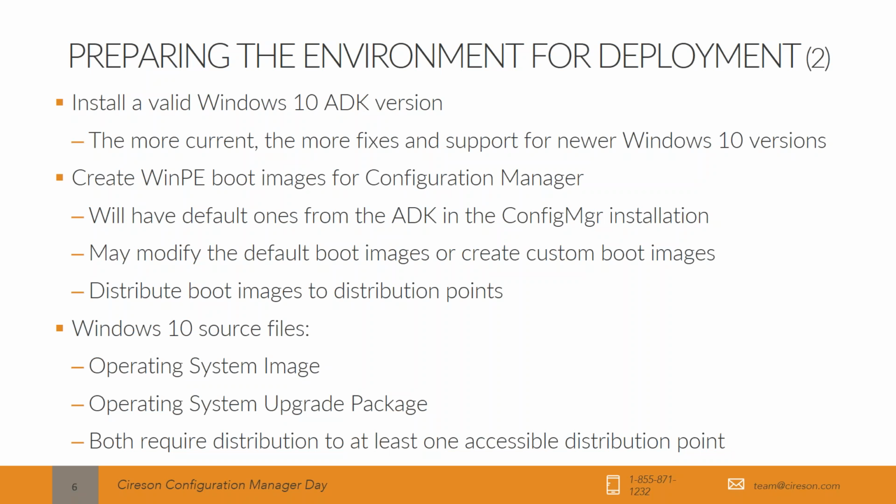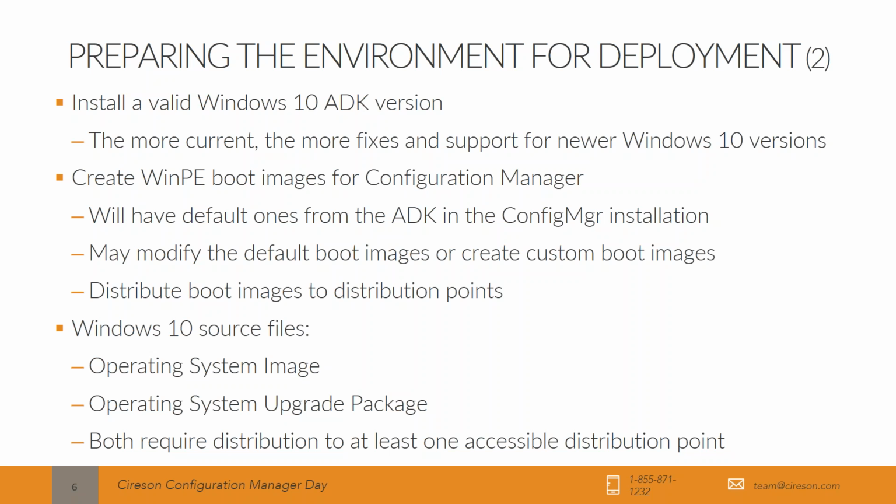Some additional things to be aware of, obviously, to install Configuration Manager Current Branch, which is what we're talking about here, you have to have a valid Windows 10 ADK version. So just make sure that you have the proper version that you need. The more current the Windows 10 ADK is, the more support you have for newer Windows 10 operating systems. Technically, I've been told by numerous people that they've been able to deploy newer Windows 10 OSs from an older ADK, but it's not technically supported by Microsoft. And obviously, the newer version of the ADK has more bug fixes in it than older ones. And every release of the ADK has had issues with it.